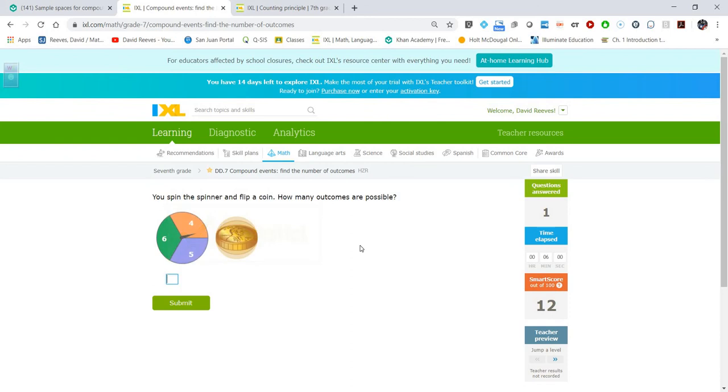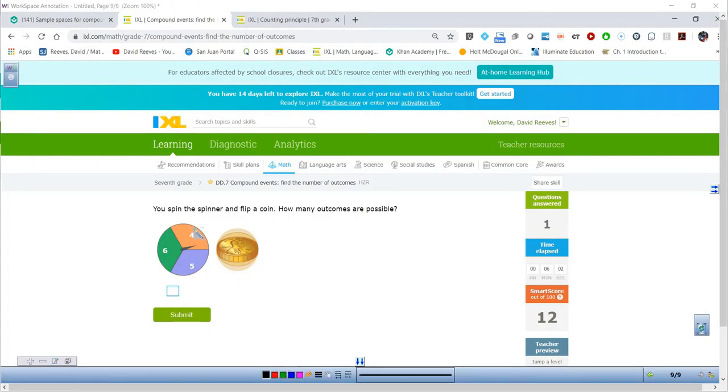Yes, we are fantastic, aren't we? Okay, so let's take a look at this next one here. We have a spinner. The spinner has how many options? The spinner has three options, right? And this coin, what does this coin have? The coin has two outcomes.